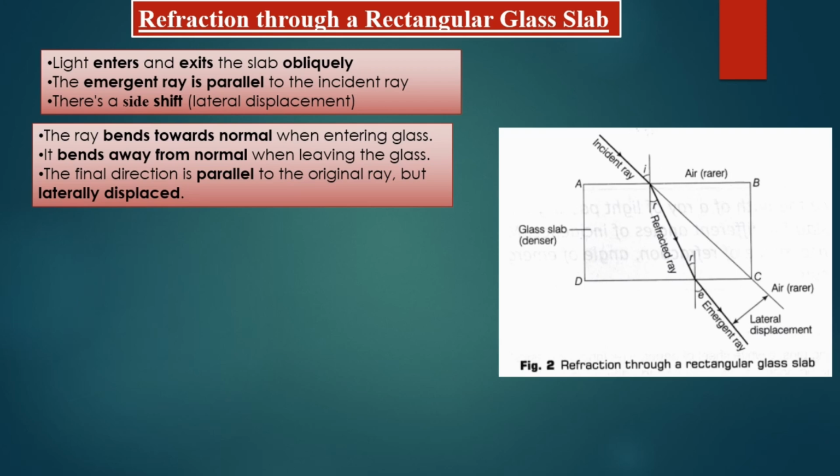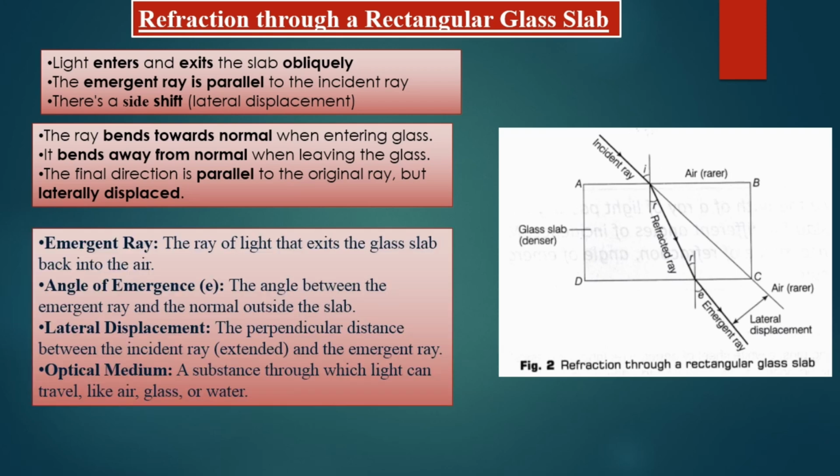Let's define a few more important terms here. Emergent ray. This is the ray that exits the glass slab and re-enters the air. Angle of emergence, that is represented by E. That's the angle between the emergent ray and the normal at the point it leaves the slab. Lateral displacement. This is the perpendicular distance between the original incident ray and the final emergent ray. It shows how much the ray has shifted sideways. And optical medium just means any material light can pass through, like air, glass, or water.